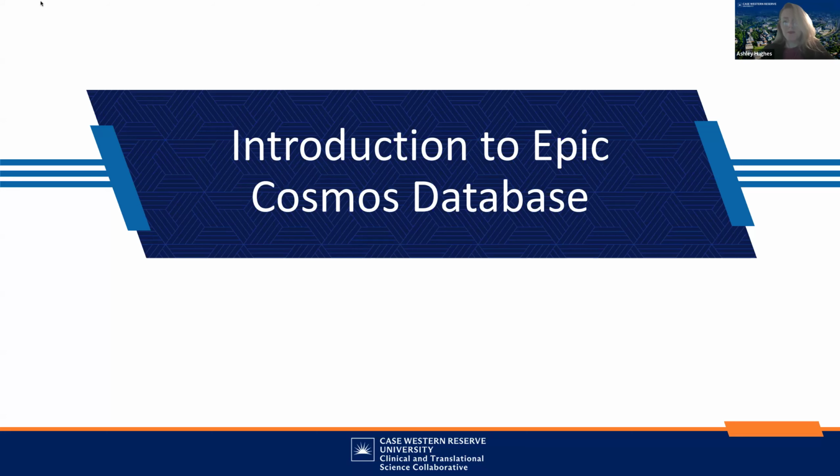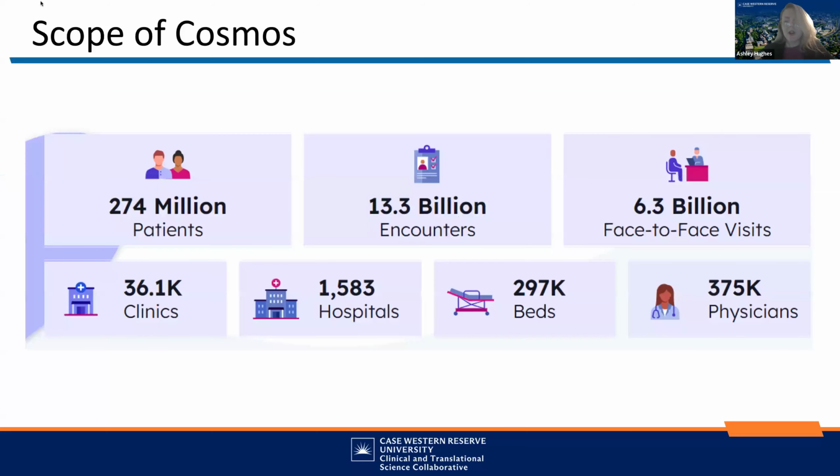But before we get too deep into even some of our simple queries, there are some basics that we need to cover in terms of what exactly Cosmos is and what it can and cannot do. So Cosmos is a combination of data contributed by tens of thousands of clinics and thousands of hospitals who are all using the Epic electronic health record system. So to date, even though this number changes daily, this contains 274 million unique patients, with more than 13 billion encounters. And that includes both telehealth as well as face-to-face visits.